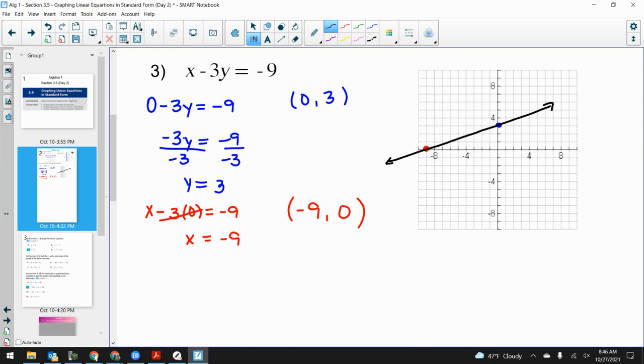Again, should you just be connecting your dots? No. Extending through the dots, with arrows at the end. Okay.